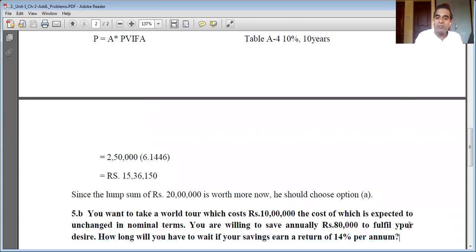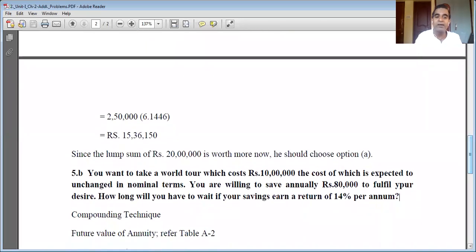If you are willing to save 80,000 rupees each year, it will accumulate to 10 lakh rupees in some n number of years. This problem is related to the compounding technique, where we have to use the formula. Since you are going to save 80,000 rupees each year, for how many years we don't know, that is the question.